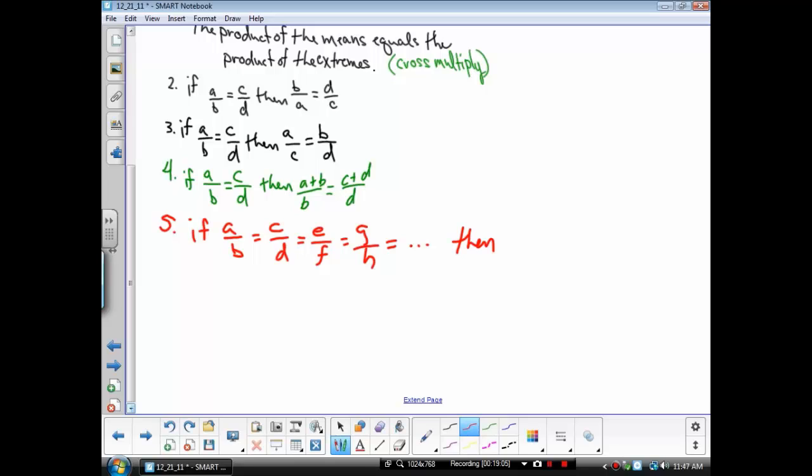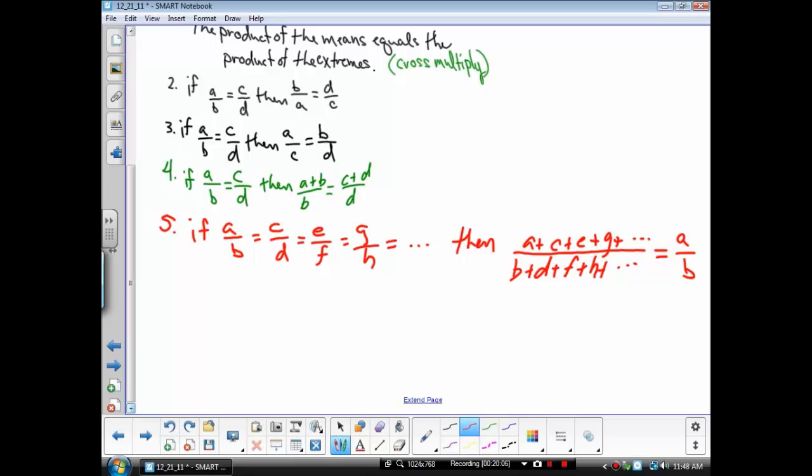Then, if you add all of the numerators, A plus C plus E plus G plus, and however far we continued it, and you add all the denominators, B plus D plus F plus H plus however far you continue that. Okay? Then that would equal, in fact, your original ratio. It would equal either A over B or C over D or E over F or G over H, any one of them, because they're all equal. Okay? So it would equal A over B. That's our last property of proportions.